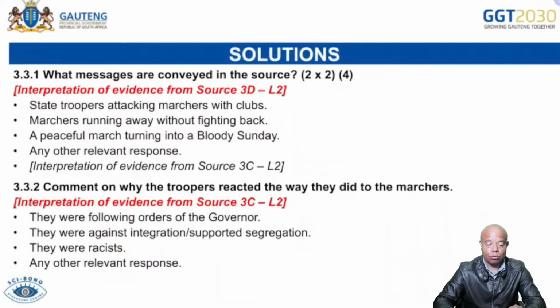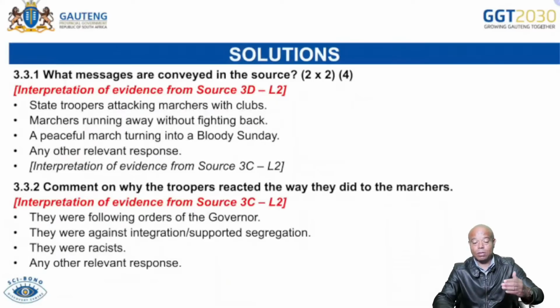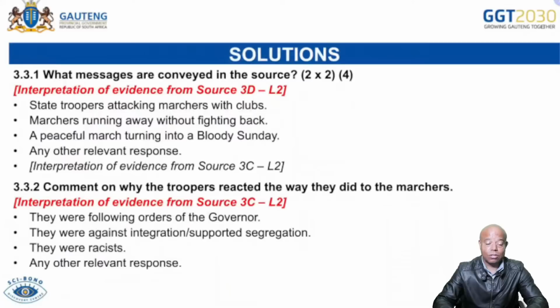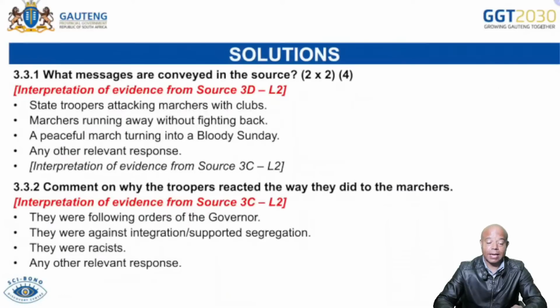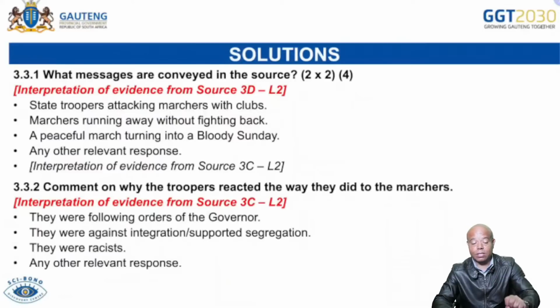Then let's go to the question and answer at the same time. 3.3.1, what messages are conveyed in the source? So now it means interpretation. You must be able to analyze this. State troopers, now you must say what you see in the source. State troopers attacking marchers with clubs, marchers running away without fighting back. Remember Satyagraha, civil rights movement, a peaceful march turning into a Bloody Sunday. Any other relevant evidence that you can see there basically.